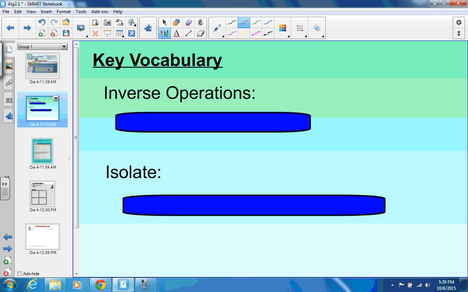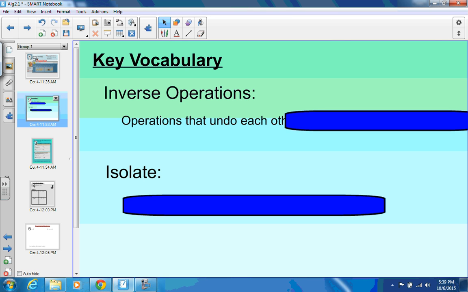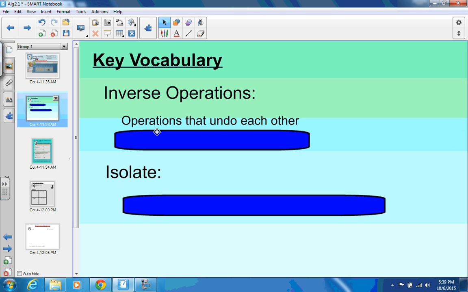Here's a little vocab for you first. So the two words for this chapter that we're going to start off with here. The first one is called inverse operations. So maybe you remember, inverse operations are operations that undo each other. So, for instance, and I'll make a little chart here. Those are operations that undo each other. We'll say this is the operation. This is the inverse operation.